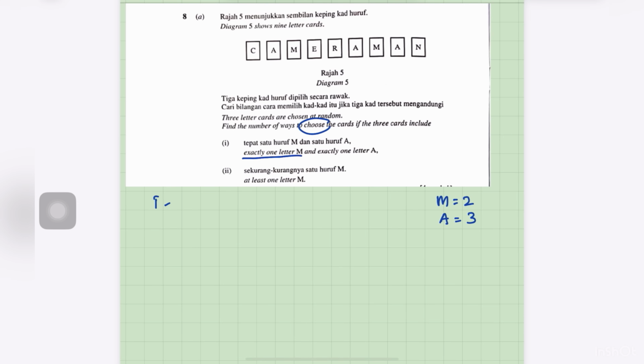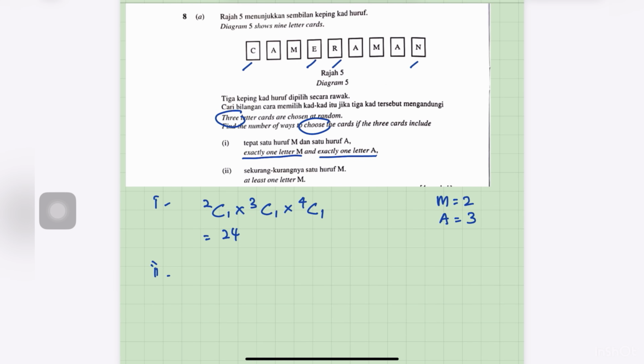We want exactly 1 M and 1 A. Okay, so then 2 choose 1. For A we have 3 choose 1. It wants 3 letter cards, so we have to choose 1 more. Okay, so the rest: we have C, E, R, N. So there are 4, 4 choose 1. Okay, so this one is 24 ways.